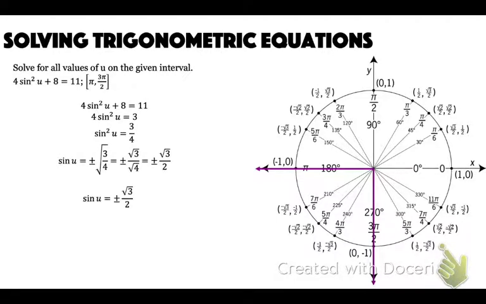So we want to know where sine of u equals the square root of 3 over 2, and it could be positive or negative. Sine is the y value, so that's going to be at 4 pi/3. So u equals 4 pi/3. And that's the only one it equals because we were restricted on our interval. Okay?